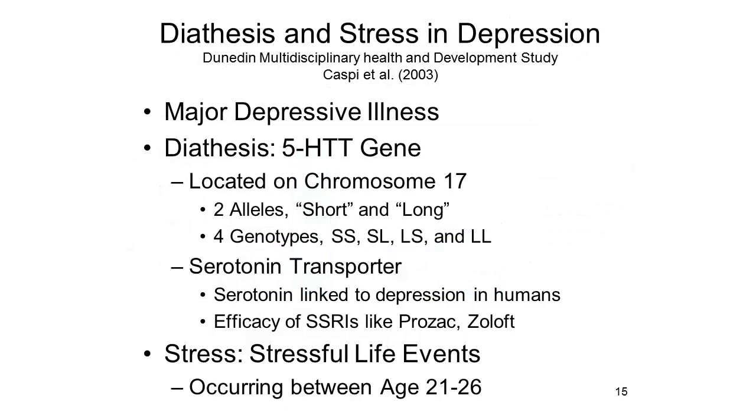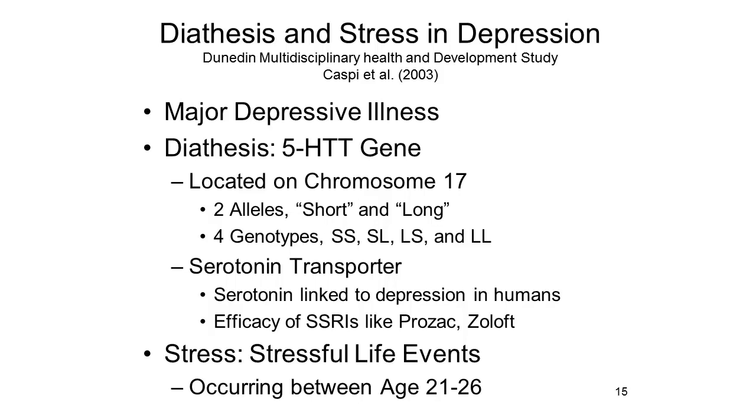In a similar study, Caspi and his colleagues examined the role of another gene, known as the 5-HTT gene, in major depressive disorder. The 5-HTT gene, located on chromosome 17, comes in two forms, short and long. Those are short and long alleles of the gene, yielding 4 genotypes: 2 short alleles, a short and a long allele, a long and a short allele, or 2 long alleles. This 5-HTT gene is of interest because it's a serotonin transporter, and we know that serotonin is linked to depression in humans, not least because there are certain drugs known as selective serotonin reuptake inhibitors that act on the serotonin system, Prozac, Zoloft, that are effective treatments for major depressive disorder.